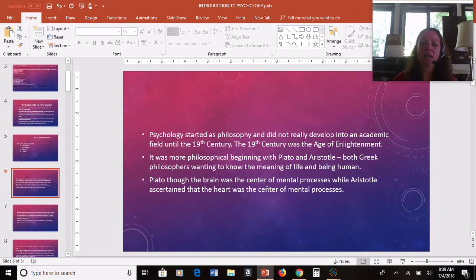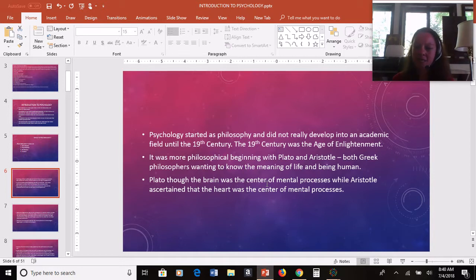When it came to looking into what it means to be human, and specifically looking at how we behave, how we act, how we react to outside stimuli, Plato thought that the brain was the main control center of all of our behaviors. And then Aristotle comes along and he's like, no, he thought that it was more our heart that was the center of mental processes. So what we see there is this duality of intellect, rational thought, mixed with emotions.